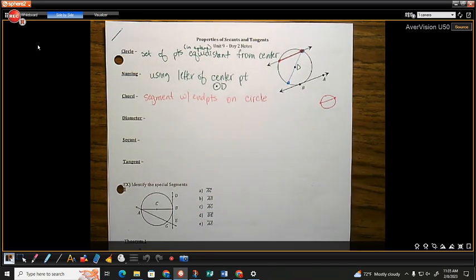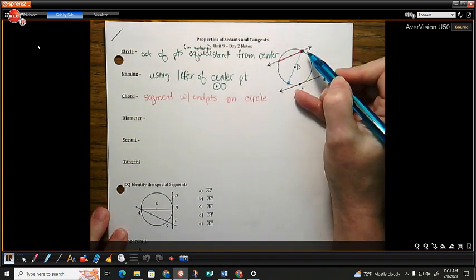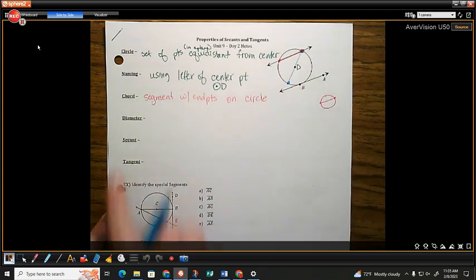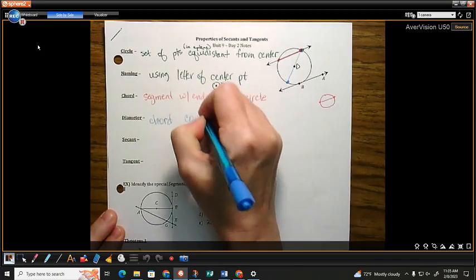Okay? Is that a chord? How do I know it's a chord? The endpoints are on the circle. But it's a special chord because it goes through the center, so what do we call it? Diameter. That's your old diameter friend. A chord containing the center.